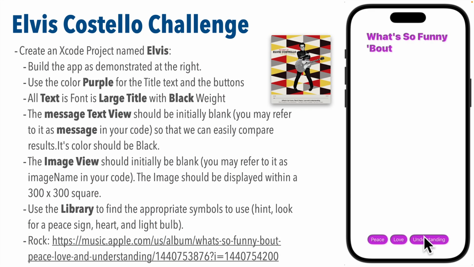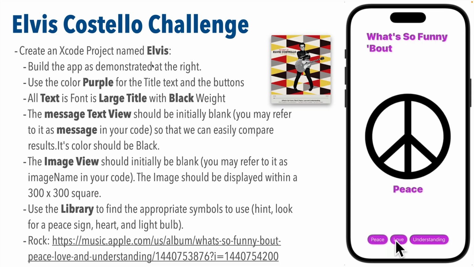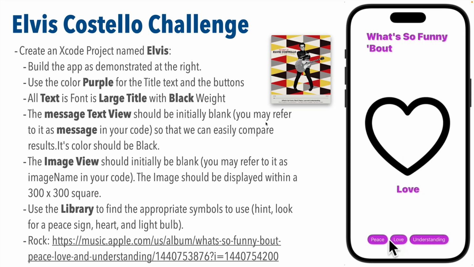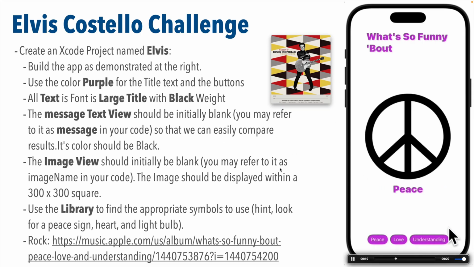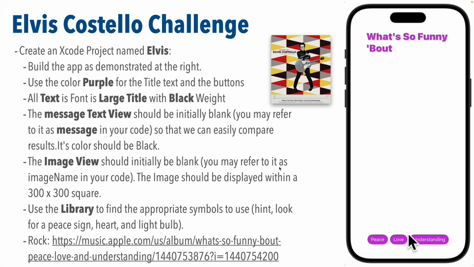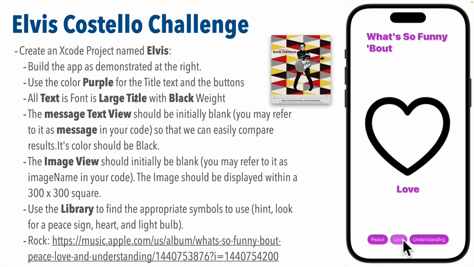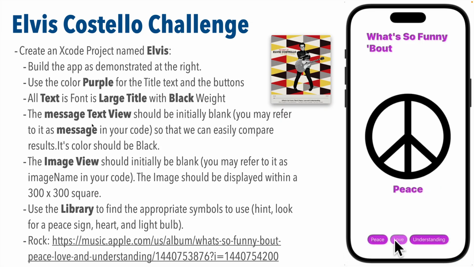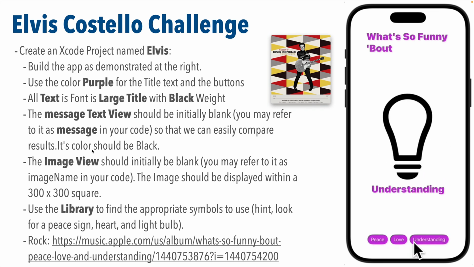Now, your challenge is to create a new Xcode project from scratch. Name this Elvis. Build the app as demonstrated at the right. Use the color purple for the text views and the buttons. All text views use the large title font in black weight. The message text view should initially be blank. You can refer to this as message in your code so that we can compare our results.